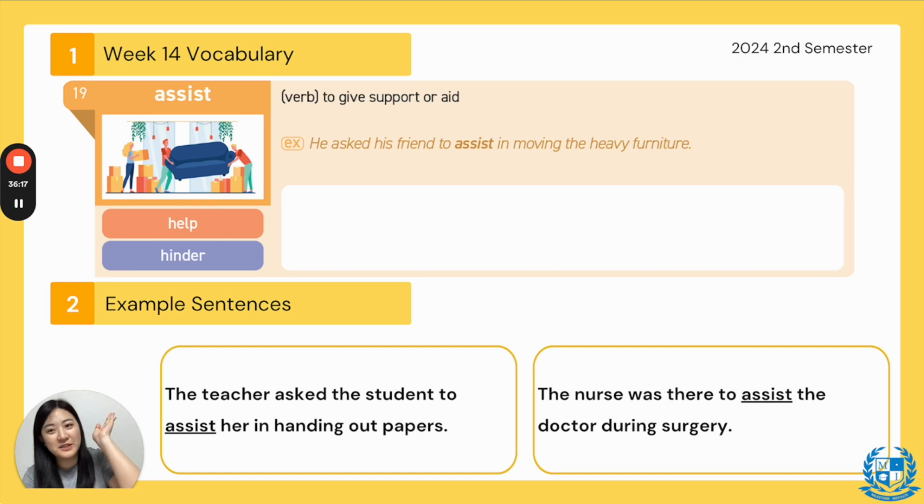So as you can see in the picture, this man cannot hold the sofa by himself, so he asked his friend to assist him, to help him carry the sofa. Over here, it says, the teacher asked the student to assist her in handing out papers. And say, Kimberly, can you please hand out the test papers, please? And then she goes around and passes it out. Next one, it says, the nurse was there to assist the doctor during surgery. So the doctor is there during surgery, but who's there to help and assist? The nurse.